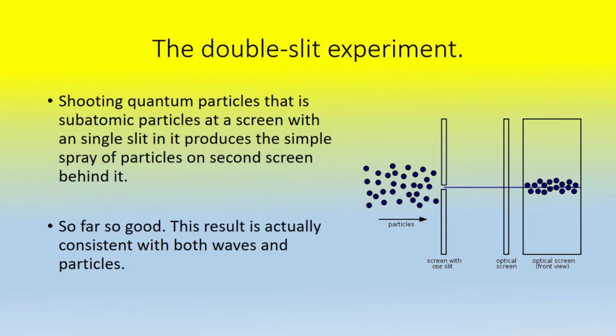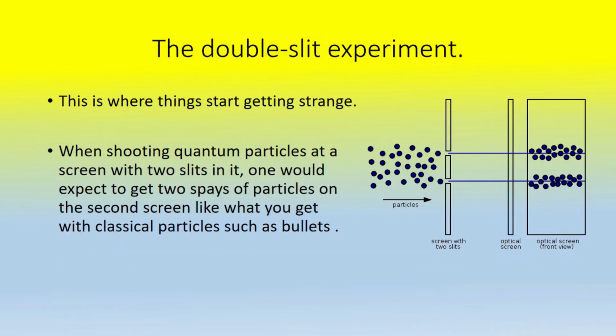Shooting quantum particles, that is subatomic particles, at a screen with a single slit in it produces a simple spray of particles on the second screen behind it. So far, so good. This result is actually consistent with both waves and particles. Now this is where things start getting strange.